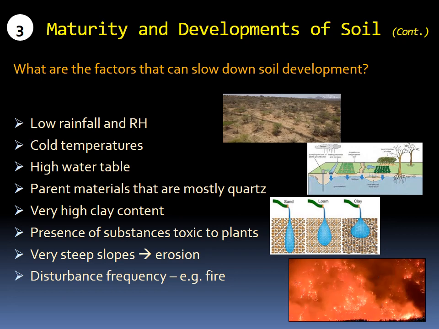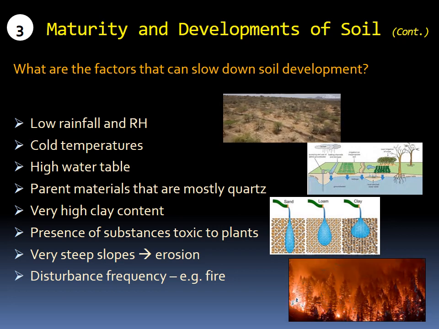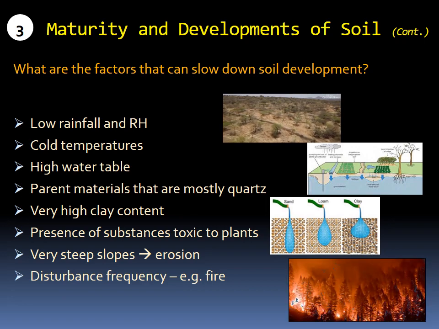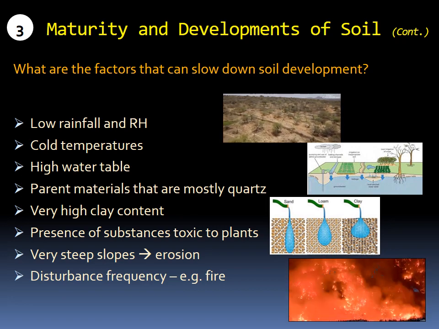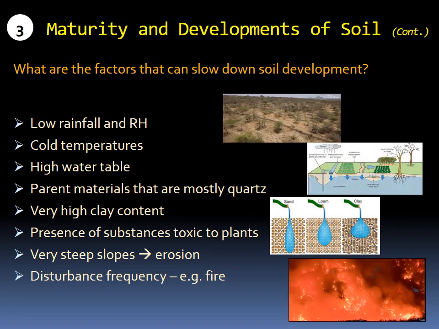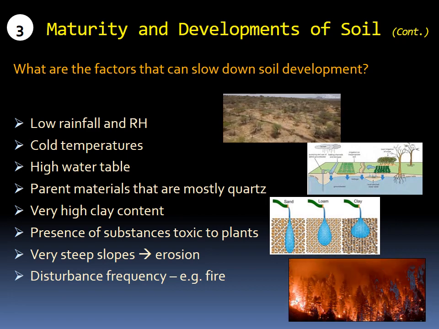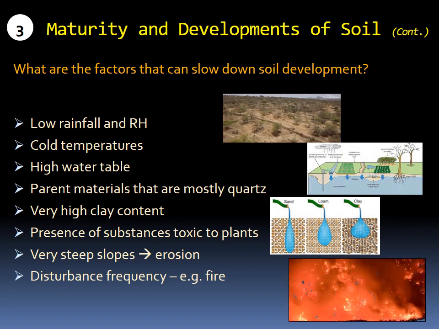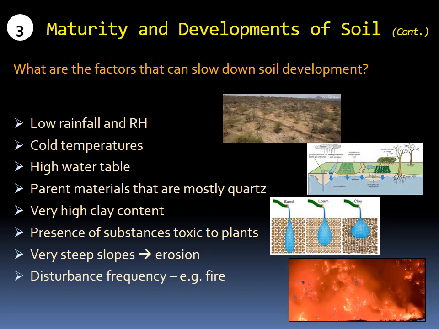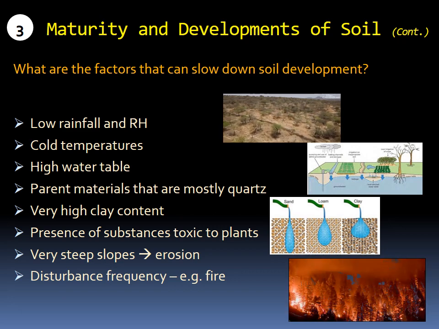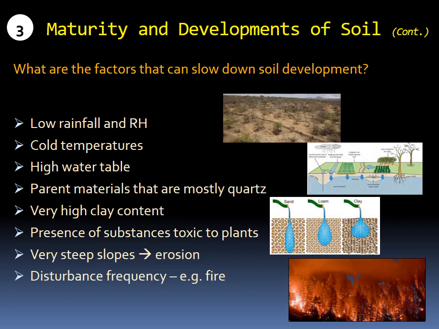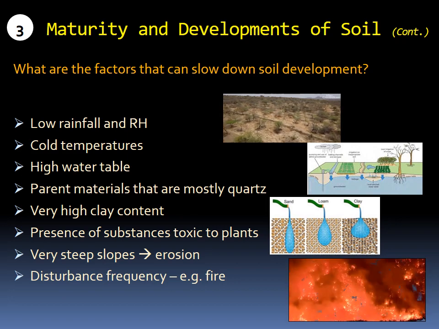Now, a second factor is basically temperature. If the temperature is very low, then you know from previous lectures that temperature is very important for the chemical weathering and also biological activities. So when you bring the temperature down, you are slowing down the chemical weathering, and you are also slowing down the biological activities, which are very important for the soil development.